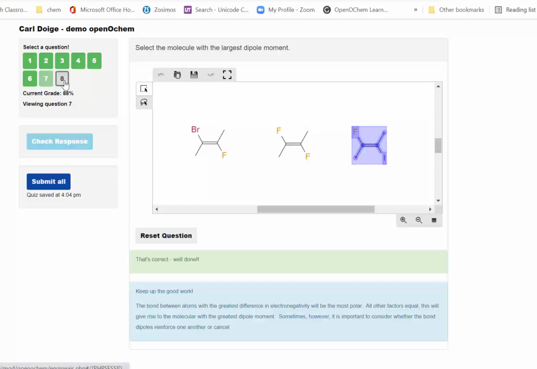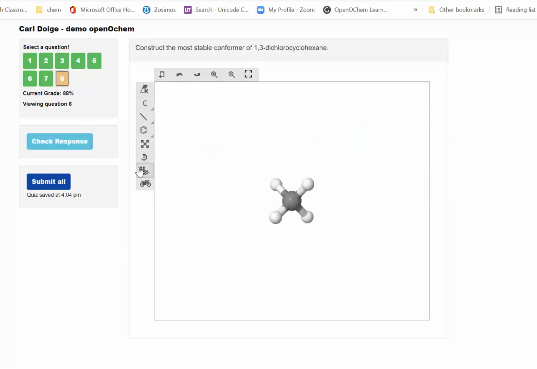And finally, again, a feature of openOchem is that we have some of these JSmol type questions, which actually allows us to look at molecules in 3 dimensions. In this case, we're to draw the most stable conformer for 1,3-dichlorocyclohexane.